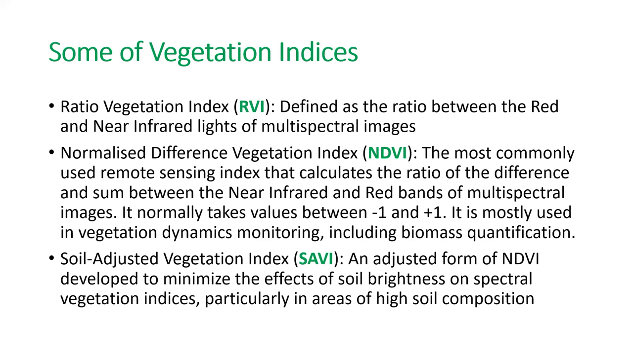And normally it ranges from -1 to +1. This is quite useful, especially when we want to do vegetation dynamics monitoring, including biomass quantification. Another one is the soil adjusted vegetation index. This is an adjusted form of NDVI developed to minimize the effects of soil brightness on spectral vegetation indices, particularly in areas of very high soil composition.